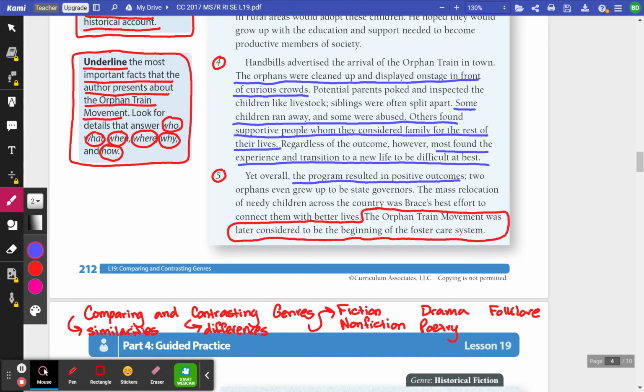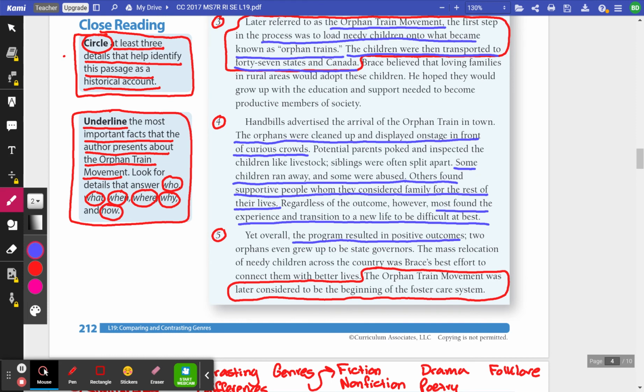And then I also underlined most found the experience and transition to a new life to be difficult at best. So that's an important detail as well because it lets us know how those orphans kind of felt about the experience that they were having at that time. And then the last thing I underlined was in paragraph 5. I said the program resulted in positive outcomes.